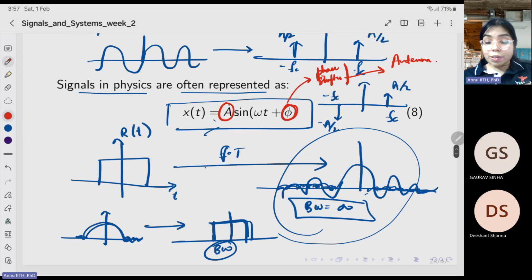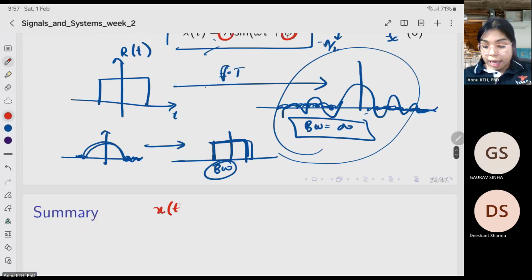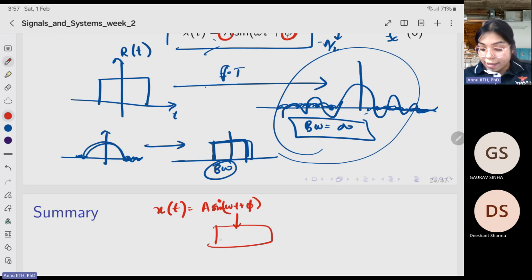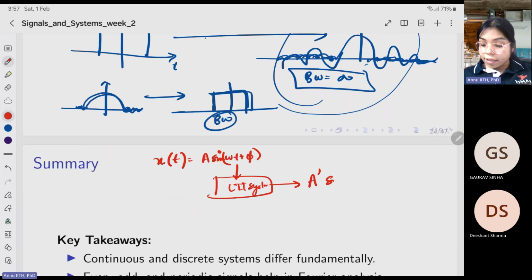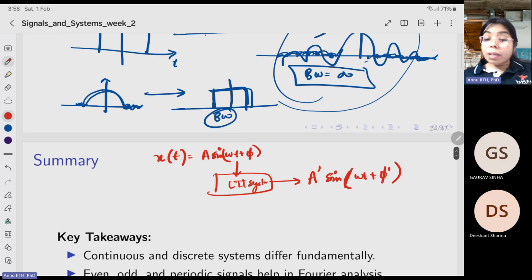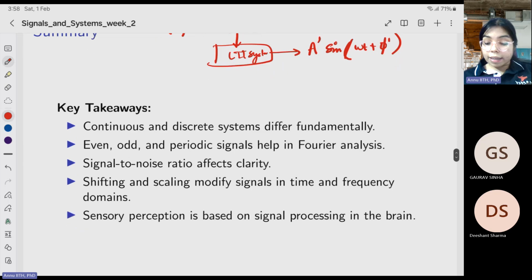Also, one of the main advantages of this particular signal, x(t) = A sin(omega t + phi), is that if you pass it to an LTI system, it will give the output as A' sin(omega t + phi'). Meaning, the sine or cosine signal doesn't change its nature while passing through an LTI system. Understood? It only changes the amplitude and the phase, whereas the sine cosine doesn't change its nature. One of the main reasons. I hope you can understand that.